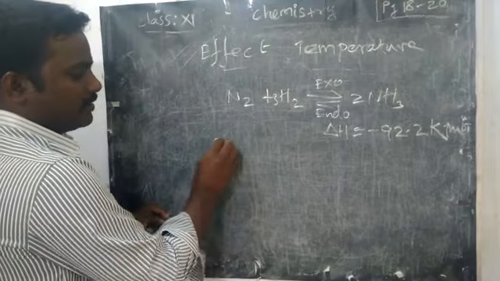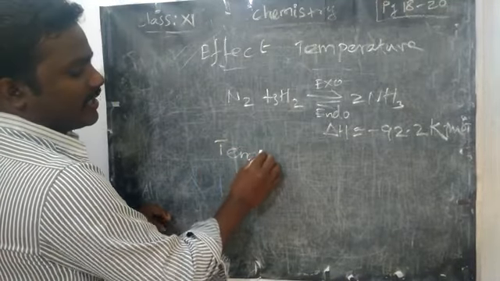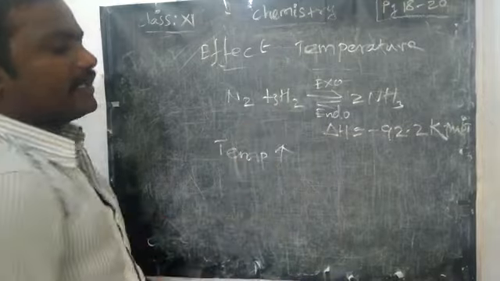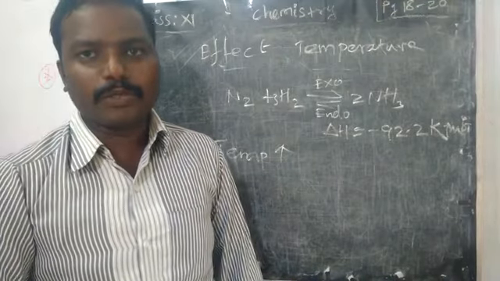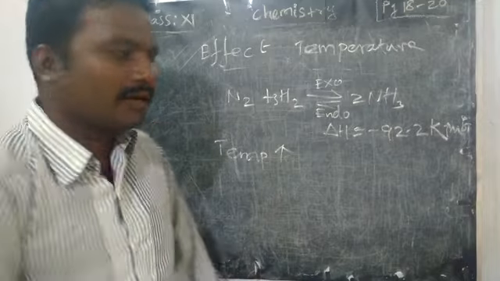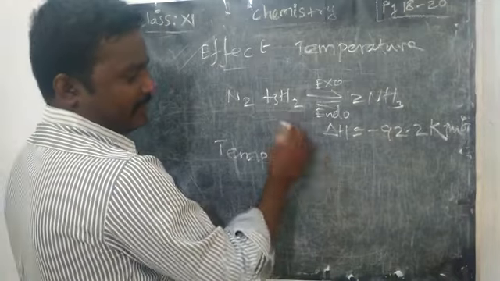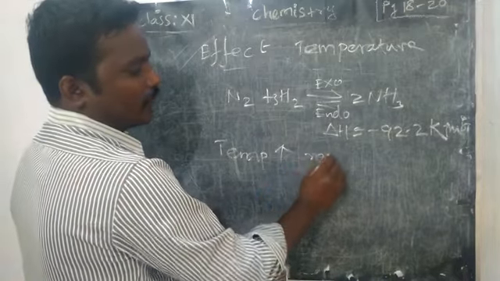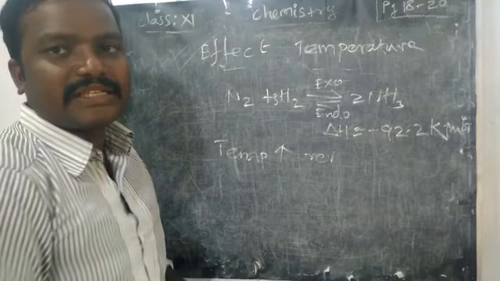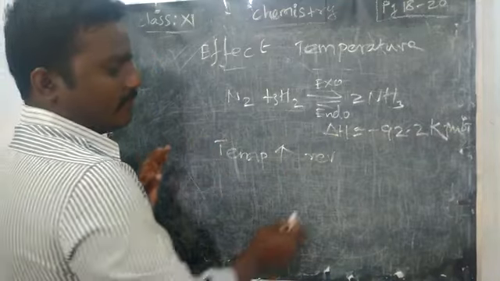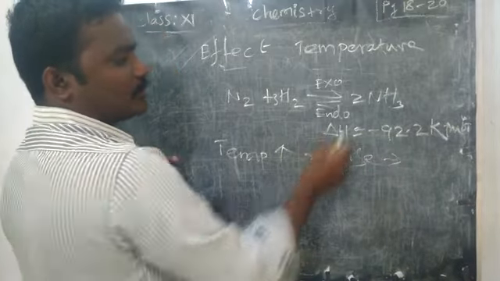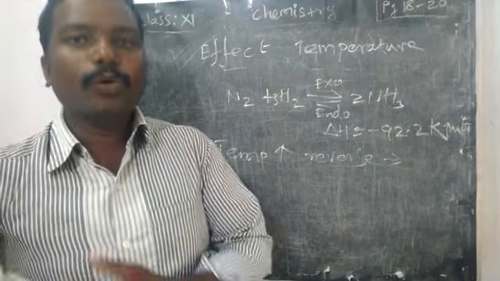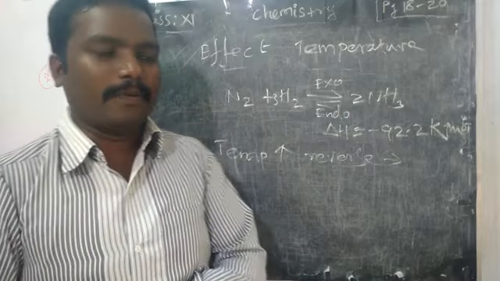In this reaction, if you increase the temperature, what will happen? The endothermic reaction will proceed. Which one is endothermic? The reverse reaction is the endothermic reaction. So decomposition of NH3 to nitrogen and hydrogen will take place. The reverse reaction will take place.